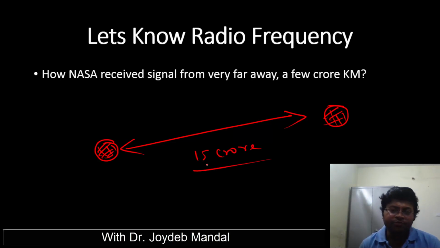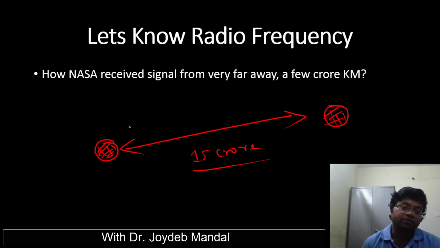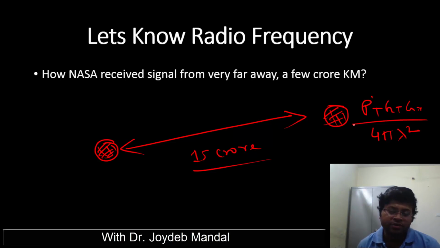Now a lot of things will be there. 15 crore kilometers is not a joke. It is a very long distance, and there is an equation. The equation involves how much power you can send, that is the transmitted power PT, times GT, the antenna receiver gain, divided by the path loss formula, 4 pi R squared over lambda squared. So this is called path loss.